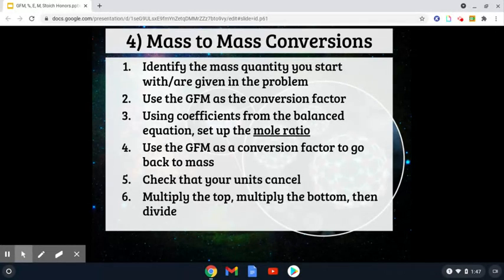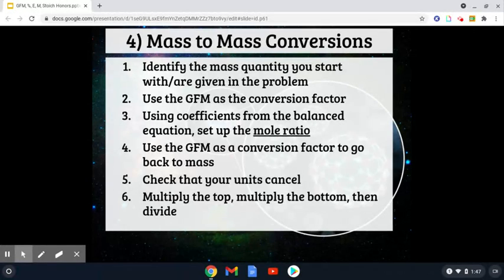So what this conversion factor is going to help us do, let's say that I'm working for a company and I need to make 100 grams of sodium chloride. Well, I would need to figure out how many grams of sodium and how many grams of chlorine I need in order to make this compound. So this mass-to-mass conversion factor is going to help you do that.